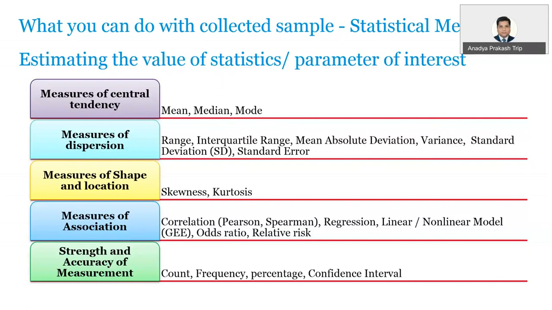Then there is one more concept, strength and accuracy in measurement. Whatever you measure from your data, how accurate is it? For that, we have the confidence interval approach. We build an interval and say that we are 95% sure the actual value will lie within this band. With nominal and categorical data, we can go ahead with count, frequency, and percentage options also.